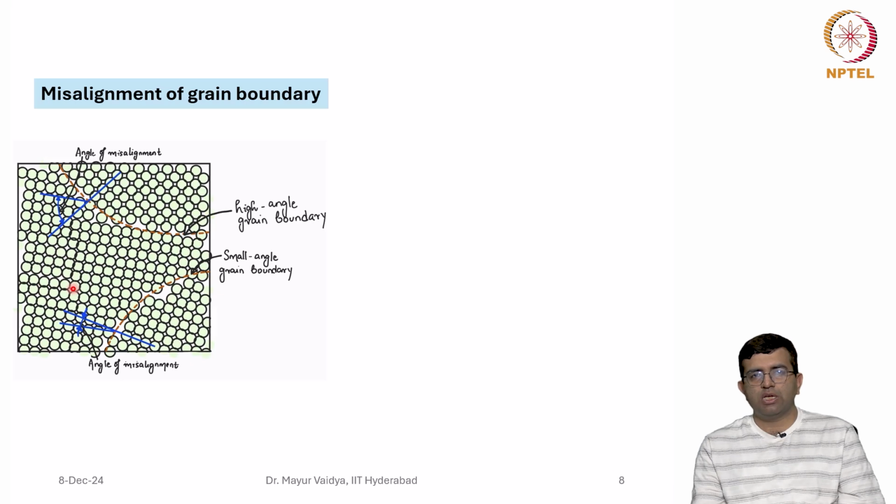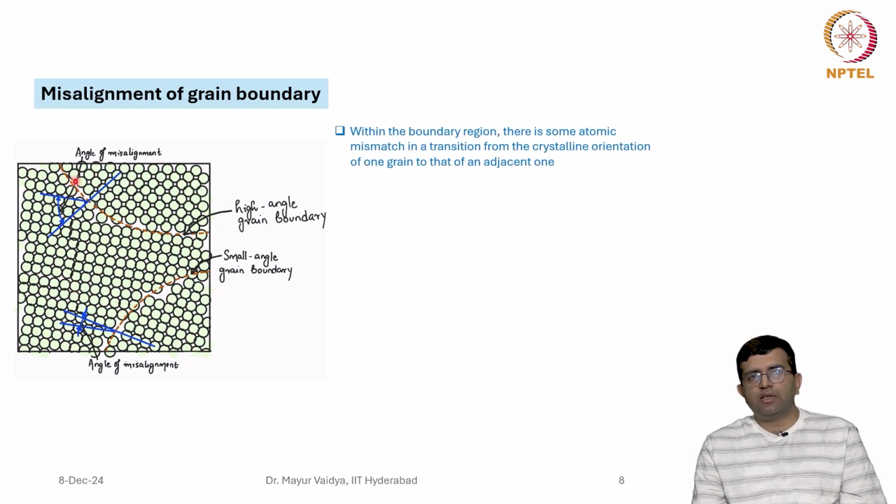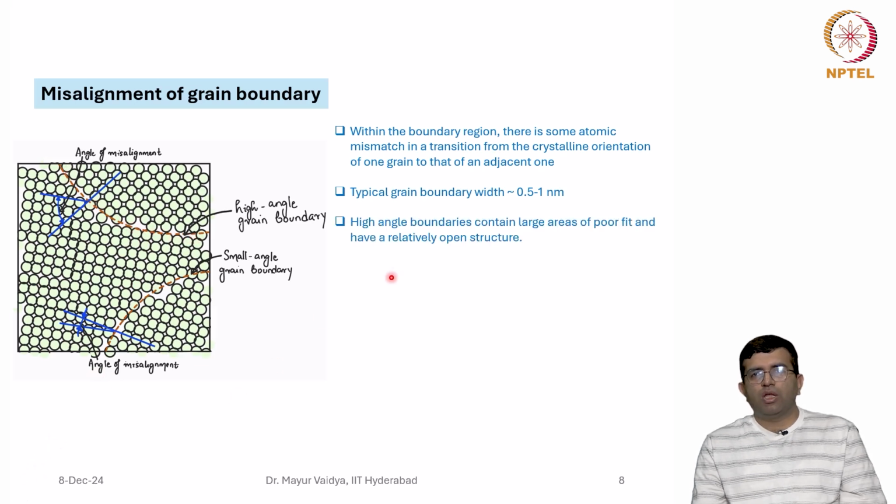Beyond 15 degrees, they are termed high angle grain boundaries. And you can see that within the boundary region, there is some disruption in the atomic arrangement as compared to the grain. So this is different from the crystalline orientations. Usually, the width of the boundary is typically 0.5 to 1 nanometer. So the high angle grain boundaries contain large areas of poor fit and have a relatively open structure.